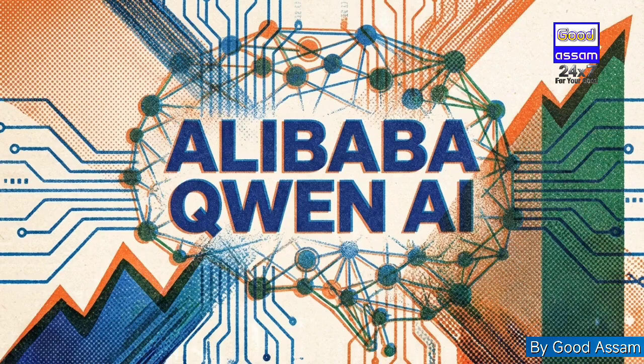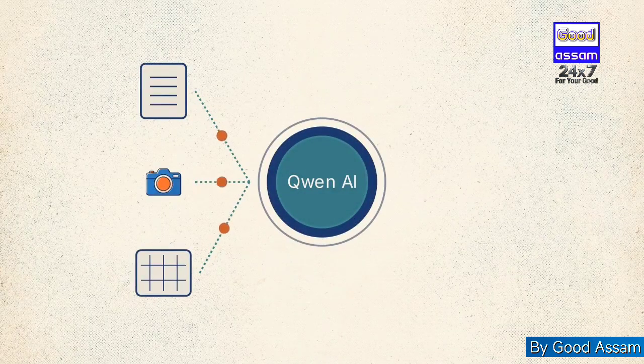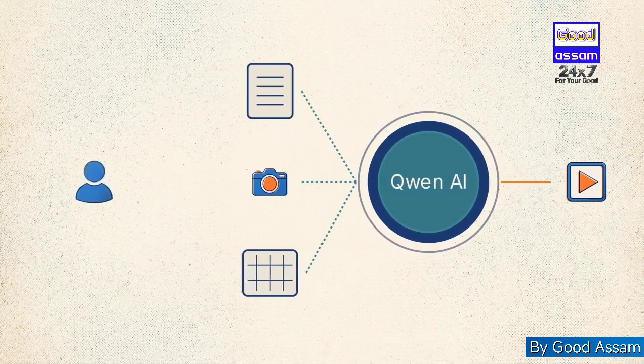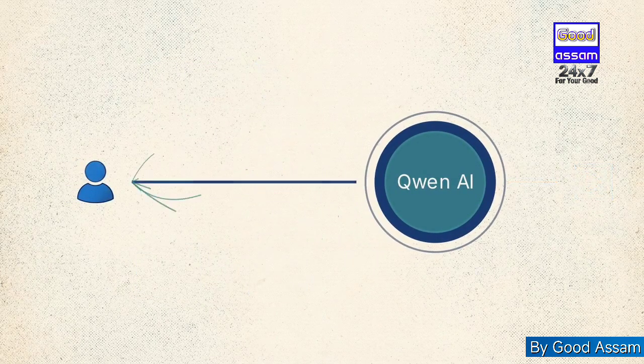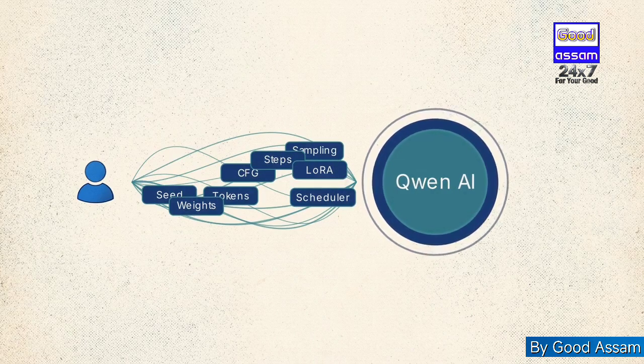Alibaba's Qwen AI is a more complex model designed to handle diverse creative inputs. This diagram shows how the model functions. It ingests text, images, and designs simultaneously. However, notice the complex interface connection. Qwen requires significantly more technical effort to master than simpler apps.